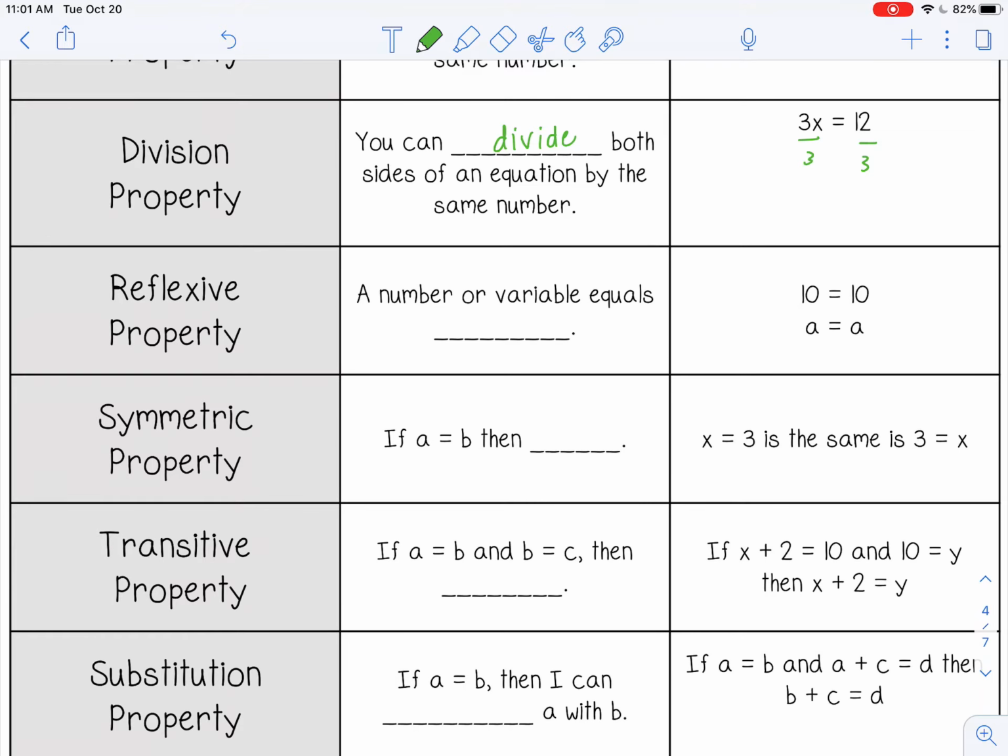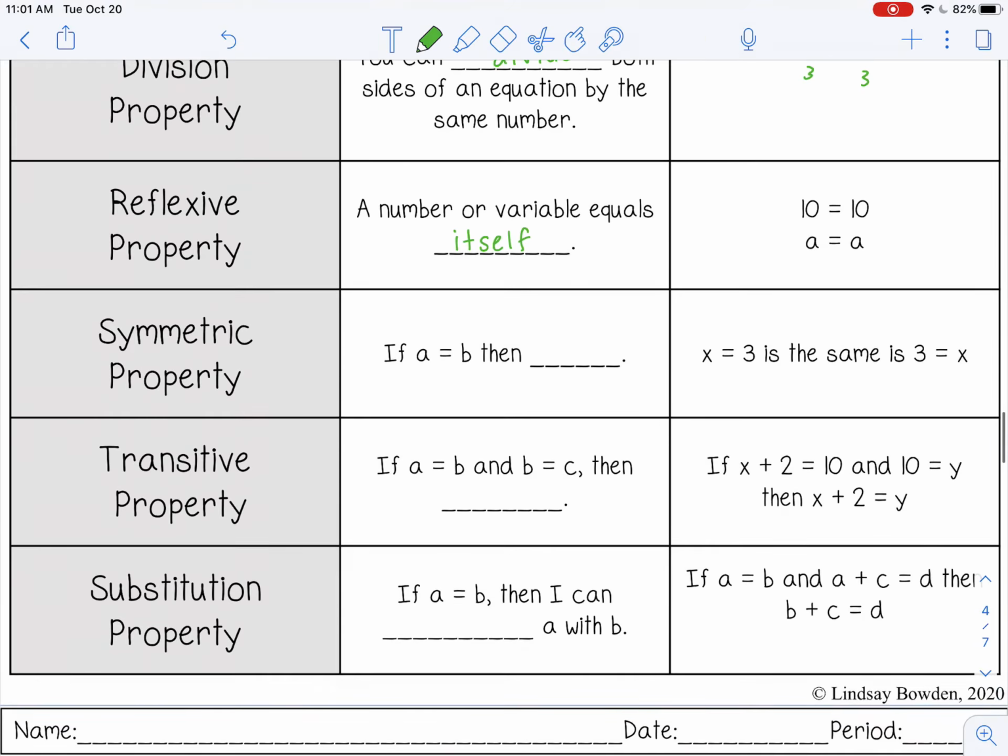All right, next is the reflexive property, and that is when a number or a variable equals itself. So for example, 10 equals 10 or A equals A. You see that property a lot in geometry proofs. Next is the symmetric property. If A equals B, then B equals A. So an example of that, when you have x equals 3, that's the same thing as 3 equals x. They mean the same thing. It doesn't matter which order you write them in.